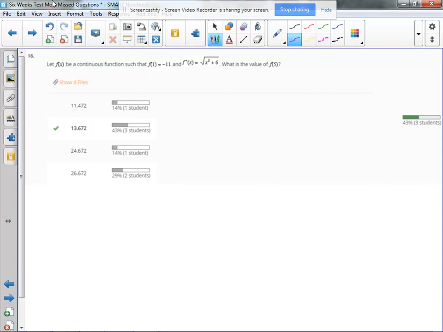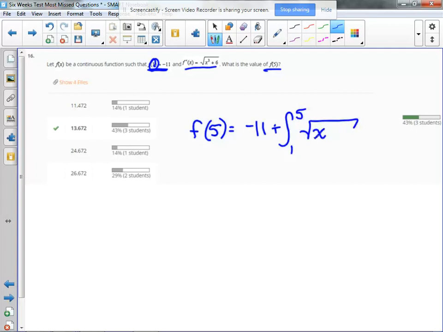So once you think about it for a minute, I think that most people have gotten used to the idea that if they give us some kind of condition, they give us a derivative and they're asking us about another value, then we know that we take our starting point, we add the integral from where we started at 1 to where we want to be at 5 of the derivative. That's going to give us our answer. Now, calculator active portion of the test.